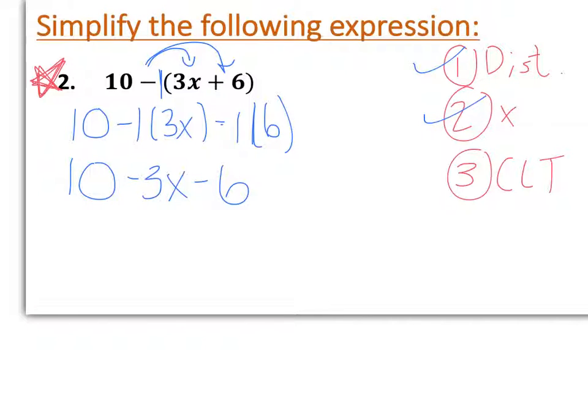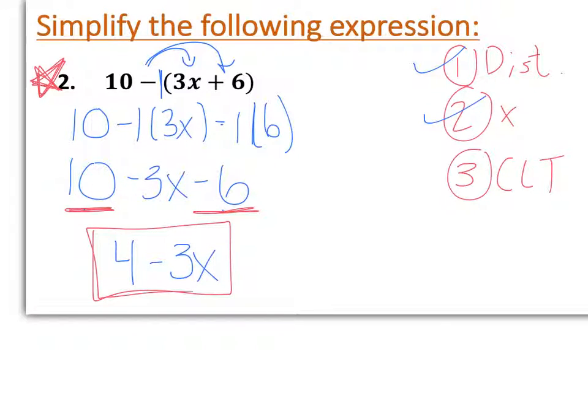Now I want to combine my like terms. I see that I have a constant, meaning it doesn't have any variables. I have another constant, no variables. I'm going to combine those 2. This is just saying what is 10 minus 6. And 10 minus 6 is 4. Left over I have -3x. And that right there is your final answer. So we did that last step.